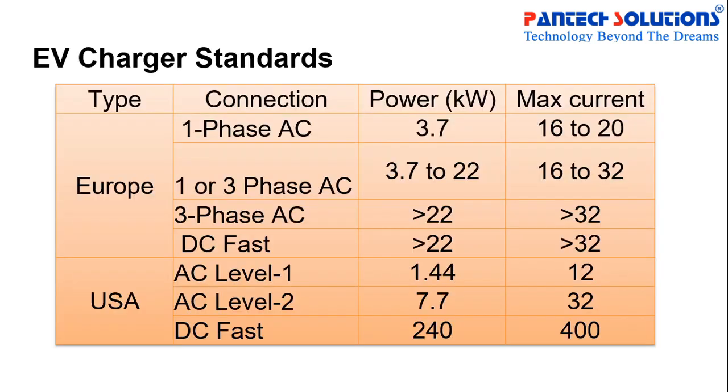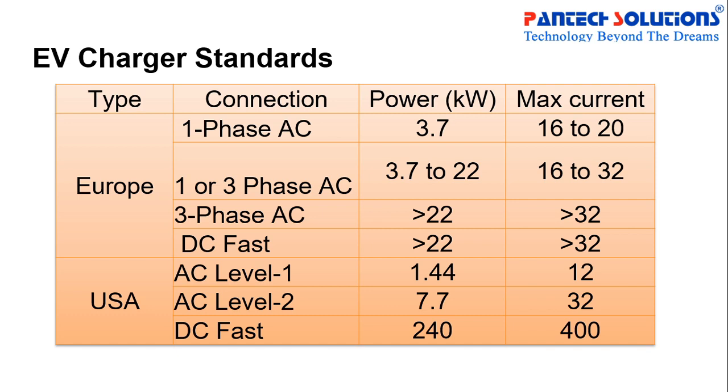EV charging standards worldwide: in Europe, type single phase AC is up to 3.7 kilowatt. Similarly, single phase or three phase AC is 3.7 to 22 kilowatt, and maximum current is up to 32 ampere. Similarly for three phase or multi phase systems, above 22 kilowatt, the ampere rating is above 32 ampere. And DC fast charger again above 22 kilowatt, with ampere rating above 32 to a maximum of 400 ampere.